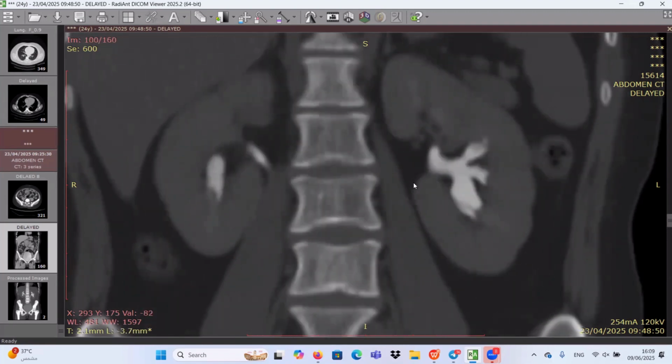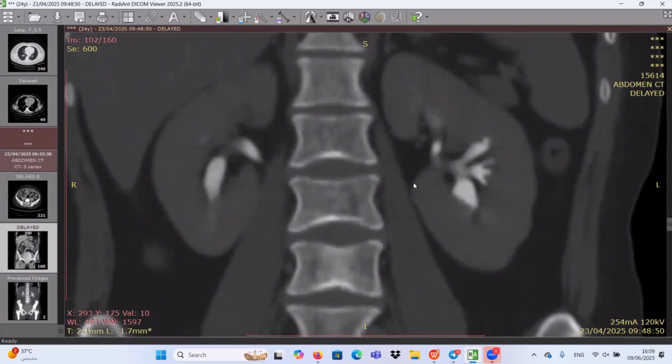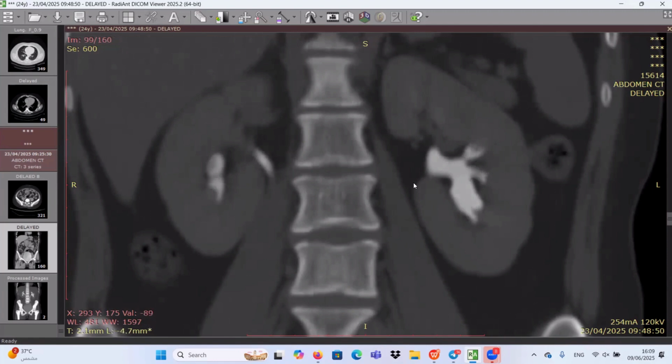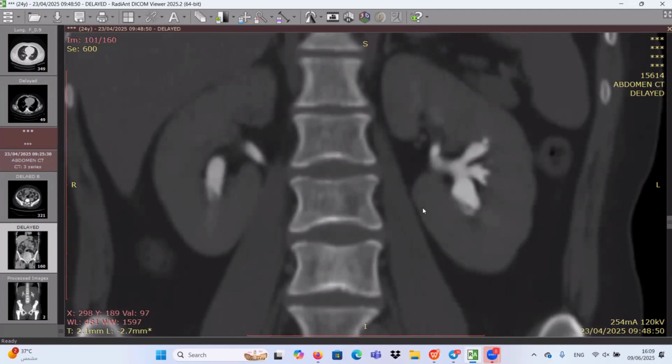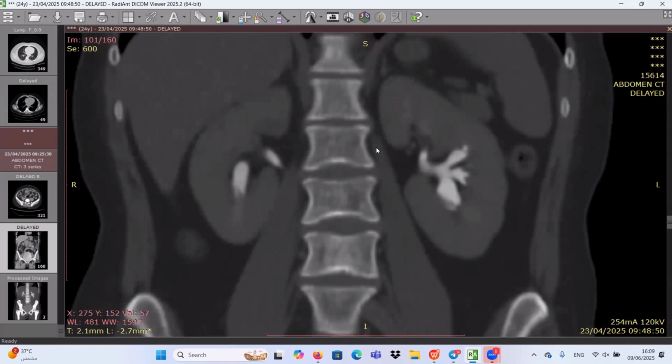How can these abnormalities help you to suggest the diagnosis of papillary necrosis? Yeah, this is ball on T. Ball on T sign, okay? I will show you some tips here because these signs are suggestive of papillary necrosis. These findings are suggestive of papillary necrosis.